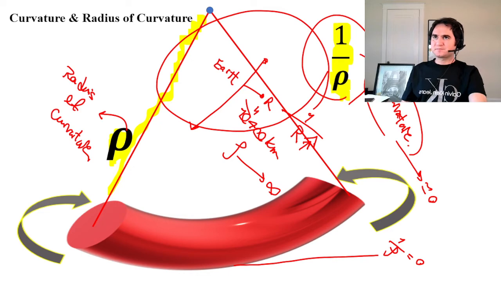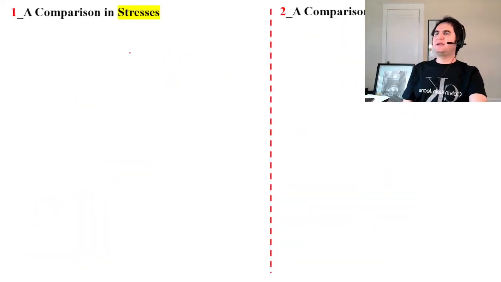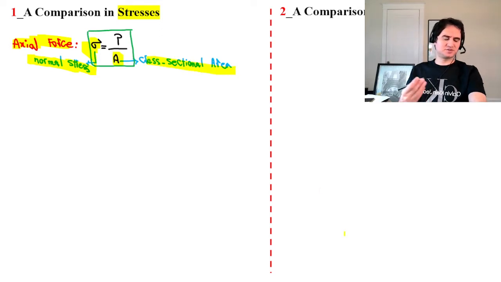And let's make a comparison between what we have in stress and also in deformation. So first, from what we learned: axial load, torsional torque, and bending moment. In the first case, axial stress is sigma equals P over A. Sigma is normal stress and A is cross-sectional area. P is just axial force.